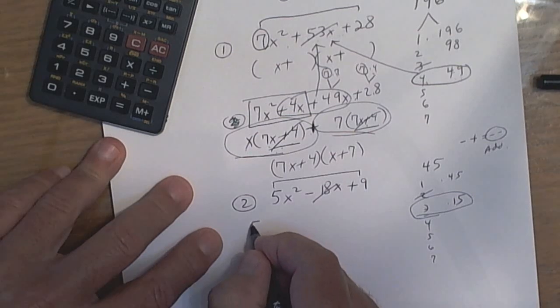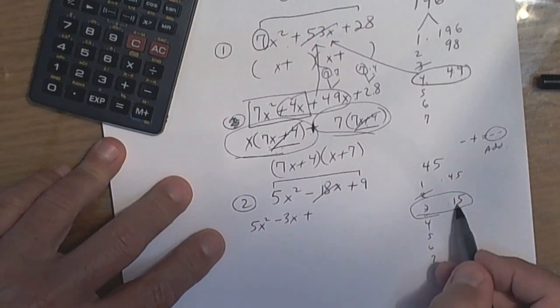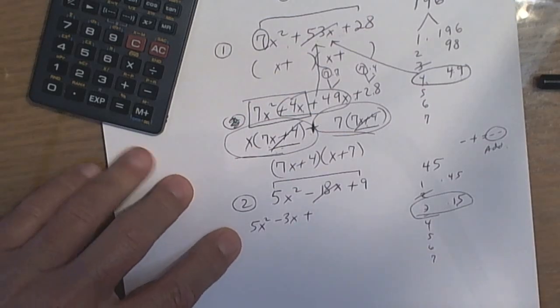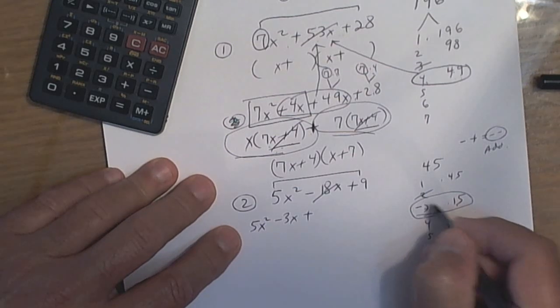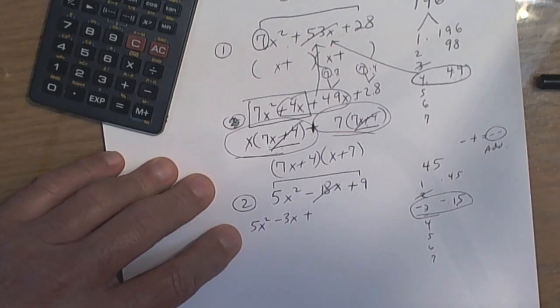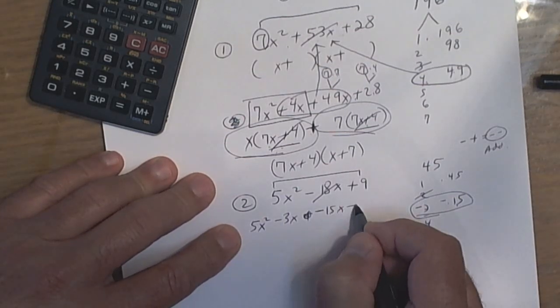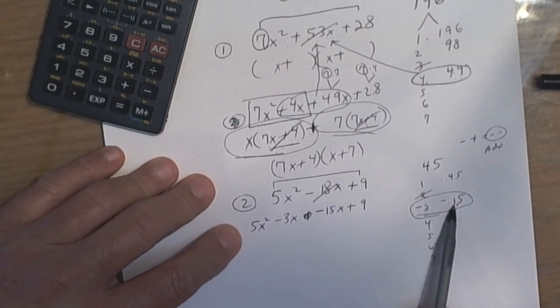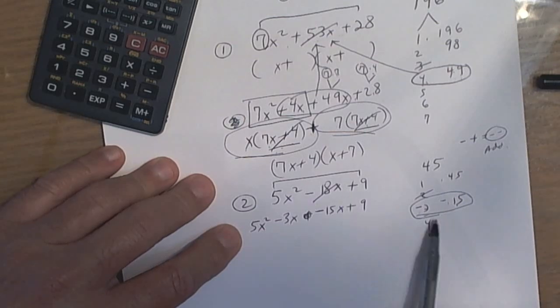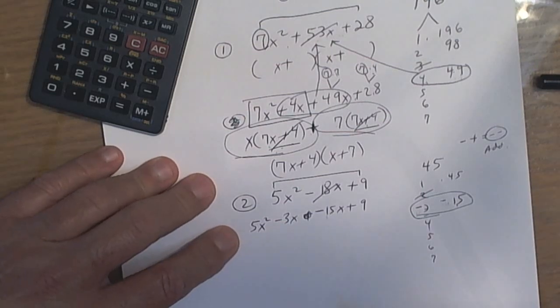So put 5x squared minus 3x plus 15x. All right, now let me think about this a second. We actually want them both to be negative. Okay? Because we want a negative 18. So it should be minus 15x plus 9. Again, you want a negative 18x, so they both have to be negatives. Okay? A negative and a positive yields 2 negatives. And if you add up negative 15 and negative 3, you get negative 18. All right, we're on the right track.